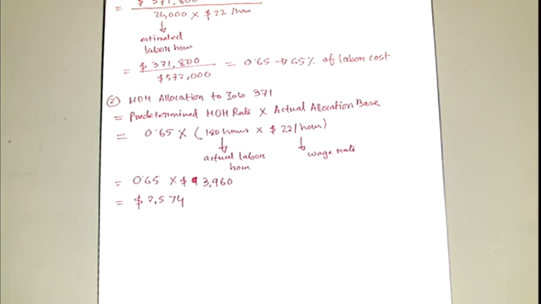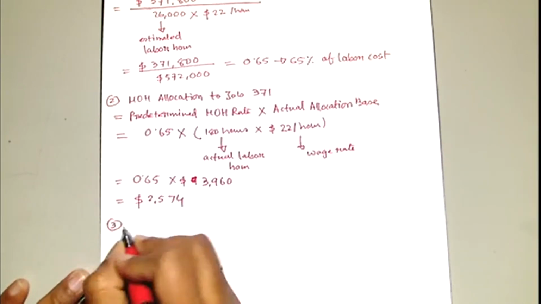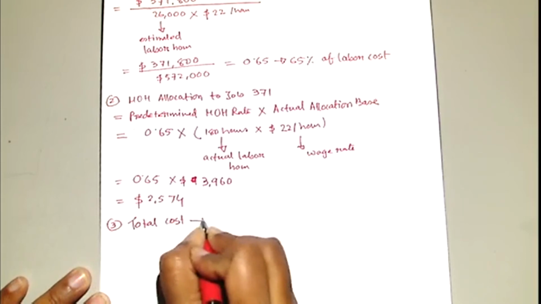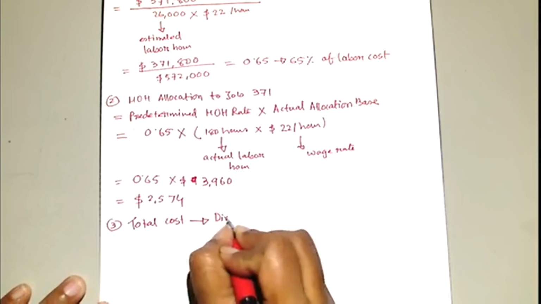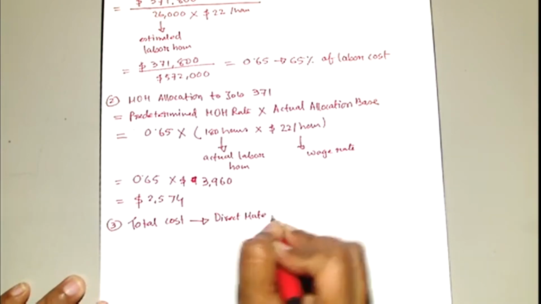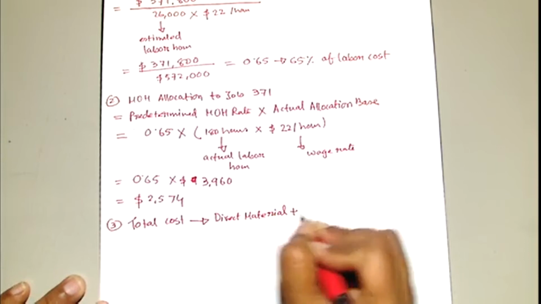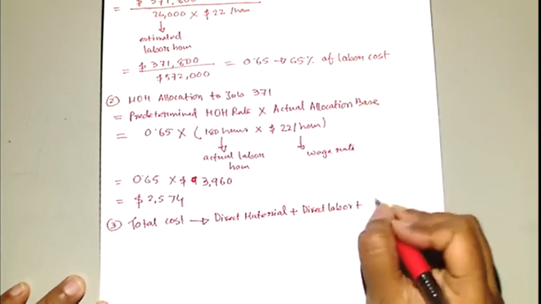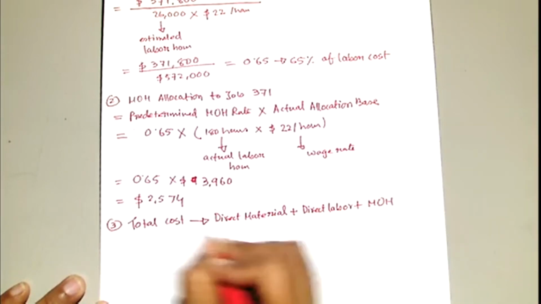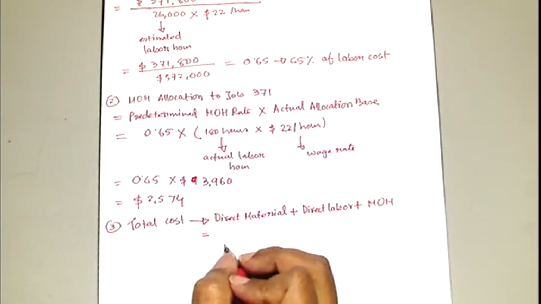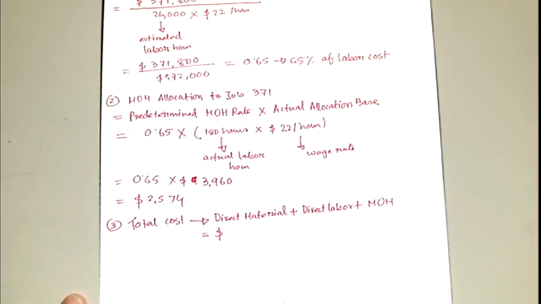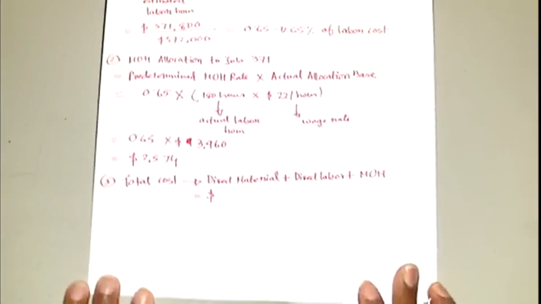Now the third part is very simple. All of you should know it. The total cost. Total cost means three types of cost: direct material cost plus direct labor cost plus your manufacturing overhead cost. And now if you read the problem, the last sentence says your direct material cost. How much is your direct material cost?